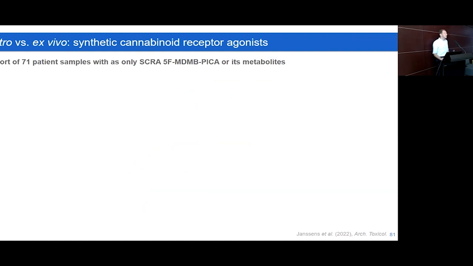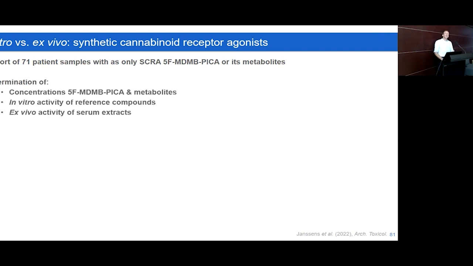One last example for the in vitro versus in vivo, or here ex vivo, application: synthetic cannabinoid receptor agonists. We collaborated again with a London hospital and worked on a cohort of 71 patients in which the only synthetic cannabinoid was 5F-MDMB-PICA or its metabolites. We collaborated with a group that determined the concentrations of this SCRA in the plasma of these patients. What we also had was the in vitro activity, using pure reference standards of 5F-MDMB-PICA and the different metabolites. And so we reasoned, would it be possible that knowledge of the concentration in vivo and knowledge of the intrinsic activity of these reference standards could be combined to predict what the activity would be in the plasma of these patients? And this in the end worked.